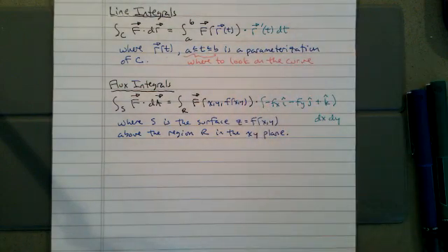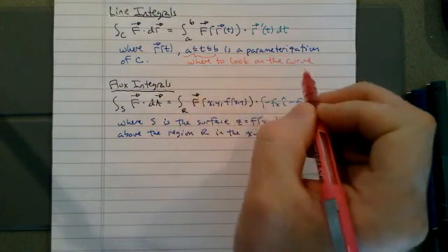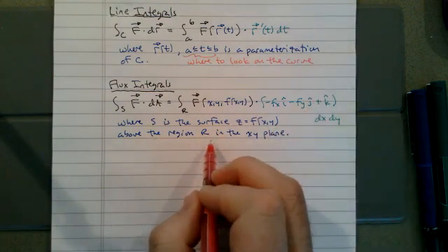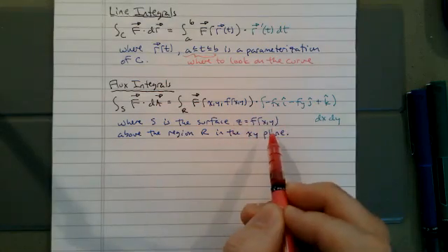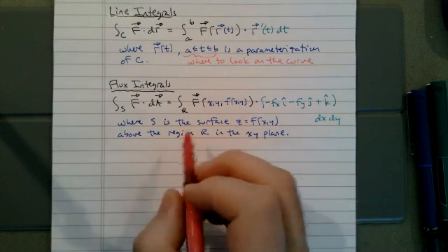And the region R is where to look on the surface. Where to look, I should say, values of t on the curve. That's okay. Above the region R, these are the values of x and y that we're going to plug in to this surface. So this is where to look on the surface.